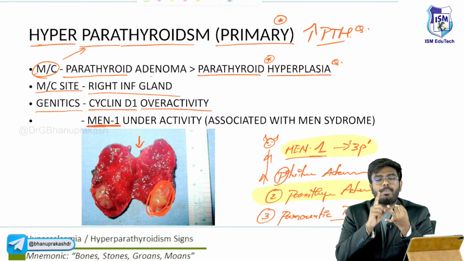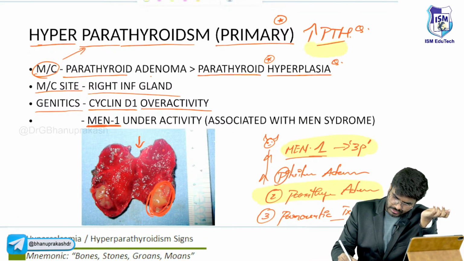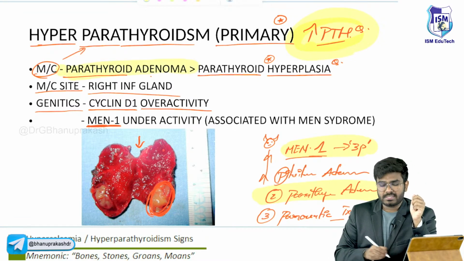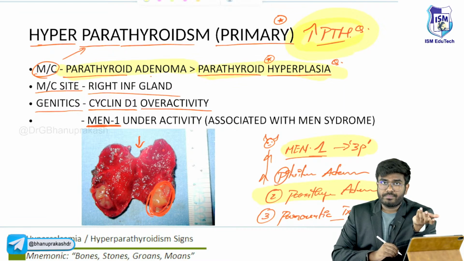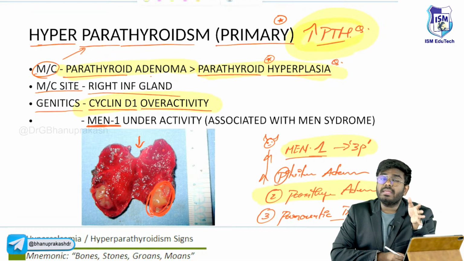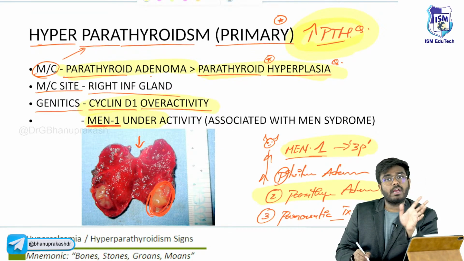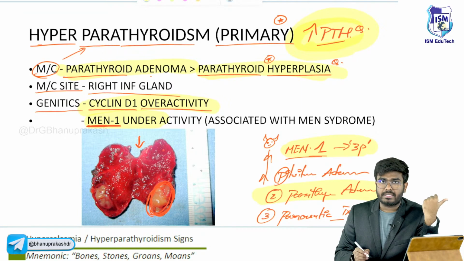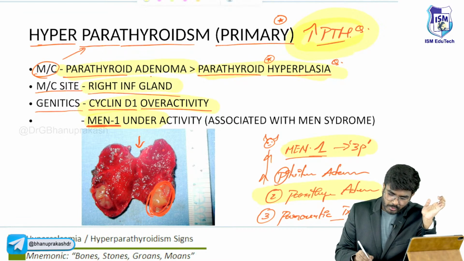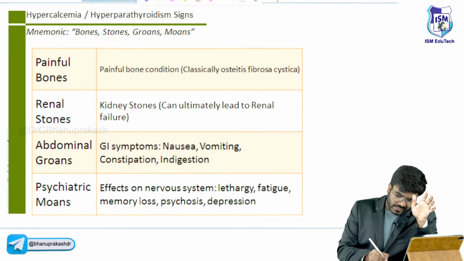What we have seen in this slide: in primary hyperparathyroidism, first thing, more amount of parathyroid hormone. What are the causes? Two causes I have given you: parathyroid adenomas and parathyroid hyperplasias. Why? Cyclin D1 overactivity, or it can be seen in MEN syndromes. Regarding MEN syndromes, what are the genes mutated? That we will discuss later. In MEN 1 syndrome, the MEN 1 gene is mutated. Which gland is most commonly going to develop parathyroid adenomas? The right inferior gland. Done.